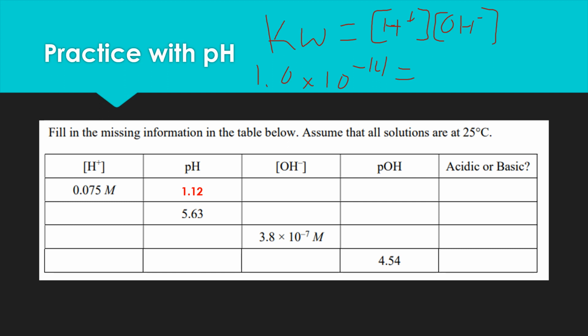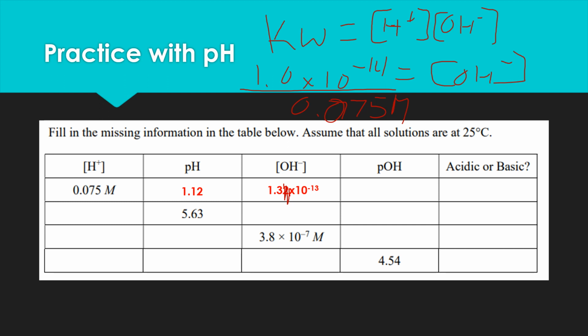So for instance, I'm looking for OH. I want to find that. So if I divide this by my hydrogen ion concentration, 0.075 molar, then I should get my hydroxide ion concentration. If you try that out in your calculator, what you should get is 1.32 times 10 to the negative 13. And actually that would be 1.3 times 10 to the negative 13. My sig fig was off. Got a little confused there. Okay, so that's one way to find your hydrogen or hydroxide concentration from the other one's concentration, how those two relate.